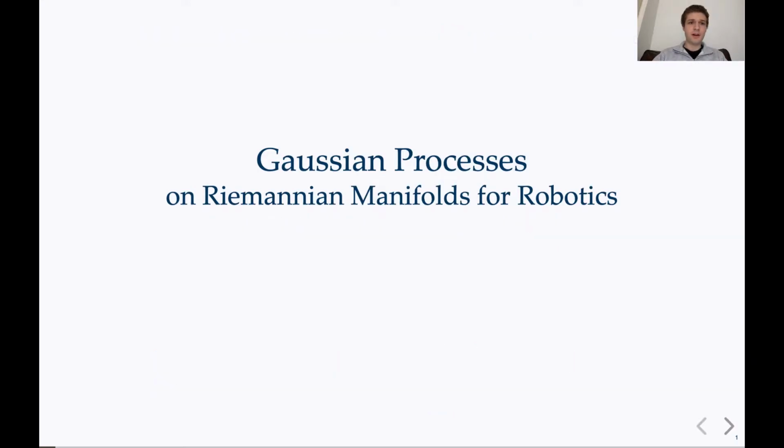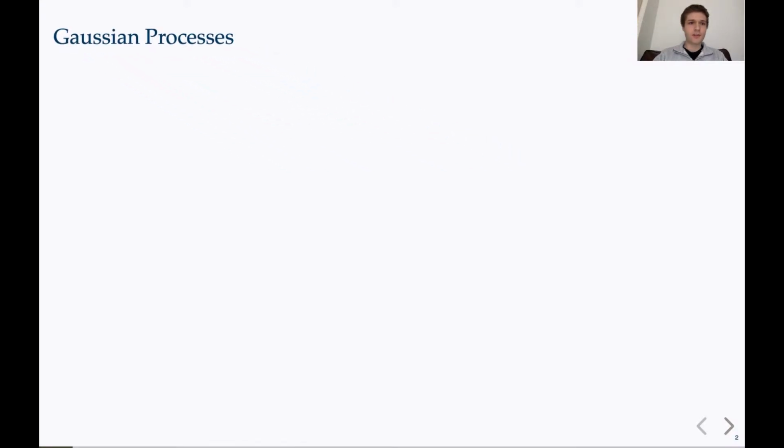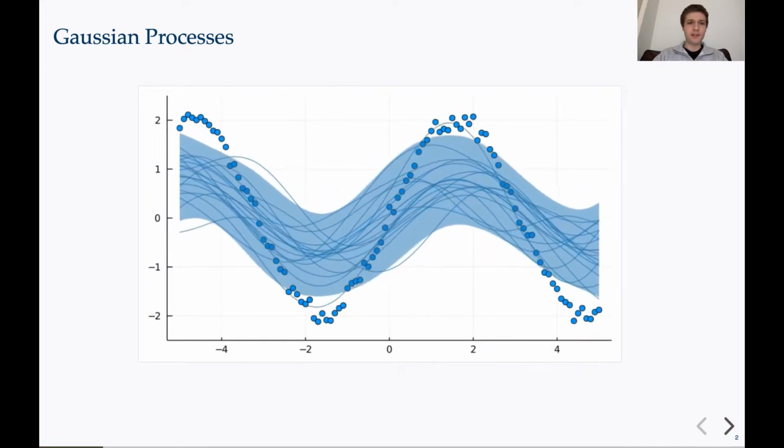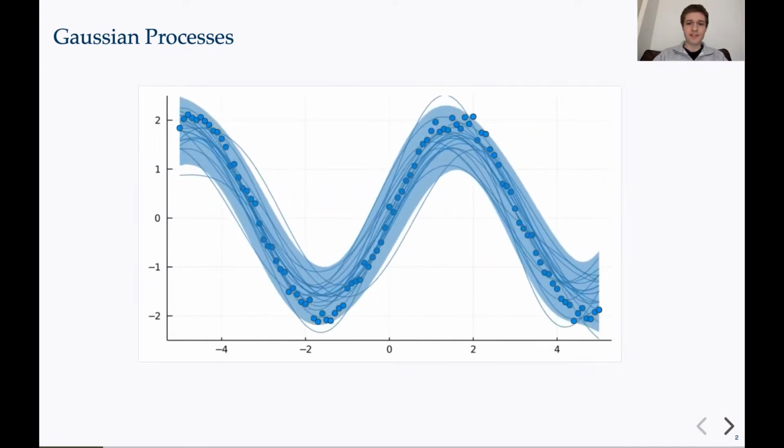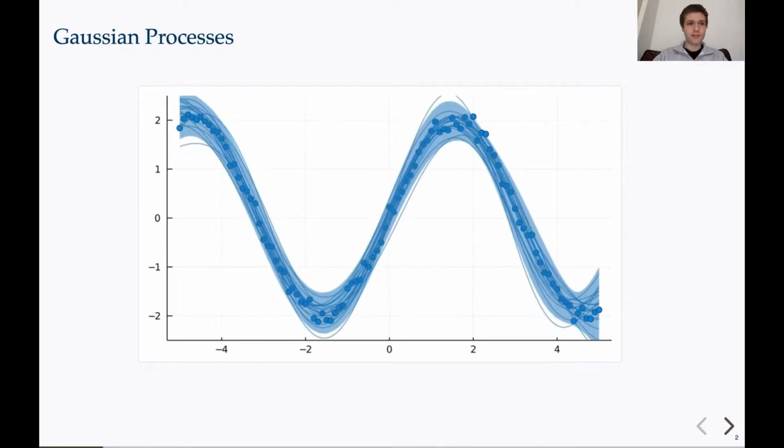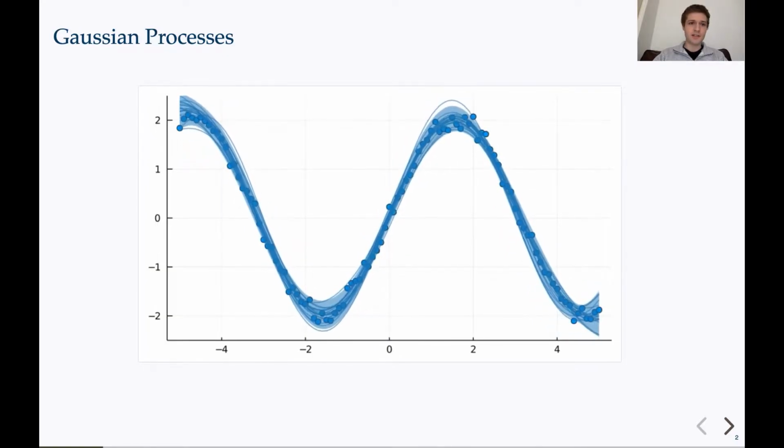Before telling you about Riemannian Gaussian processes for robotics, I'd first like to review Gaussian processes. A Gaussian process is a random function which can be used for learning and making decisions on basis of data. One of its key properties is its ability to produce not just a mean prediction, but also a set of error bars, which can be used to quantify uncertainty.